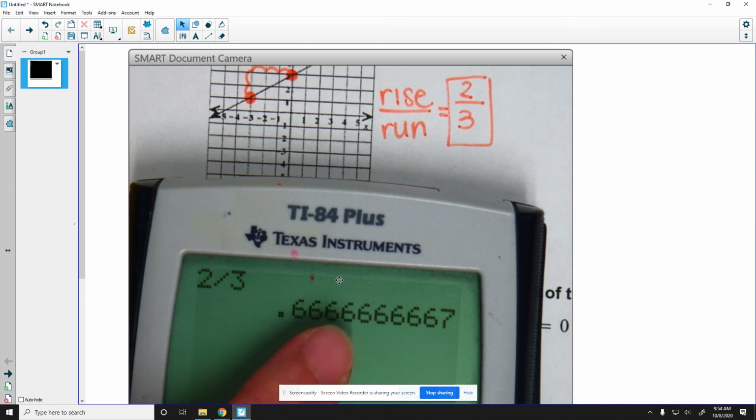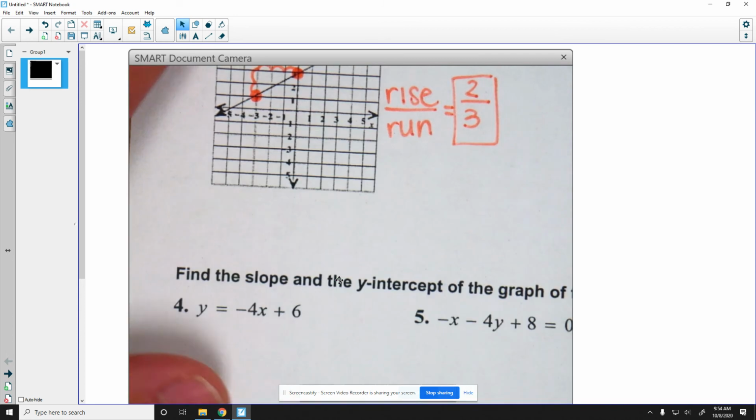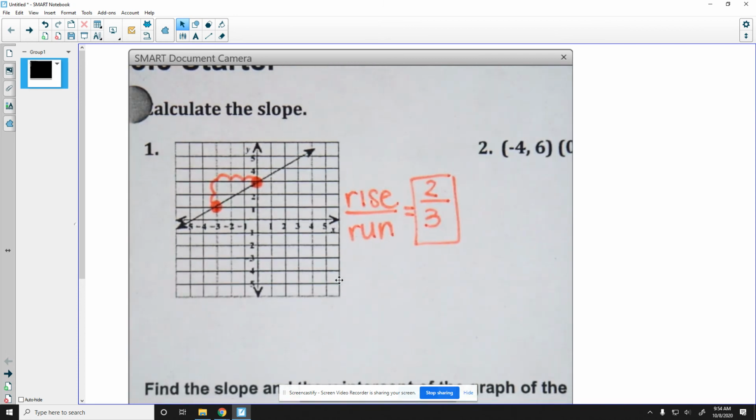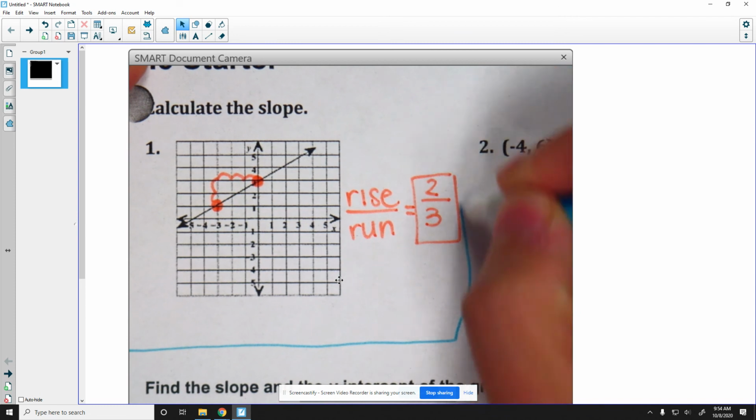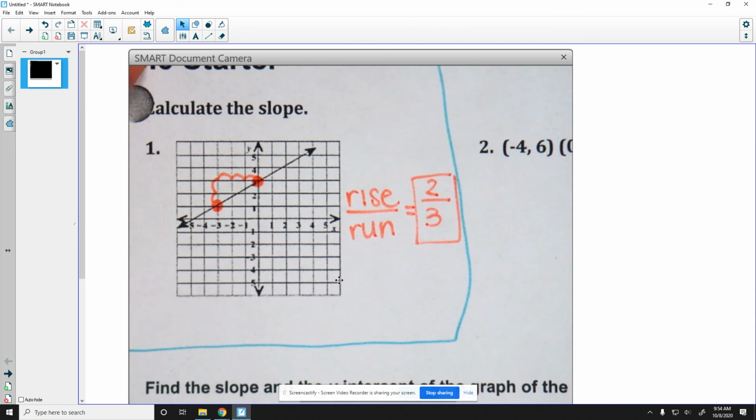So here's the rule. If it's repeating, you cannot write it as a decimal. If it's not repeating, then you can write it as a decimal. But honestly, just leave it as a fraction. It's not a big deal. Okay, so my first answer is 2/3. I know not all of you got 2/3 because the dots are a little unclear. So the biggest thing I want you to know is it's just rise over run.